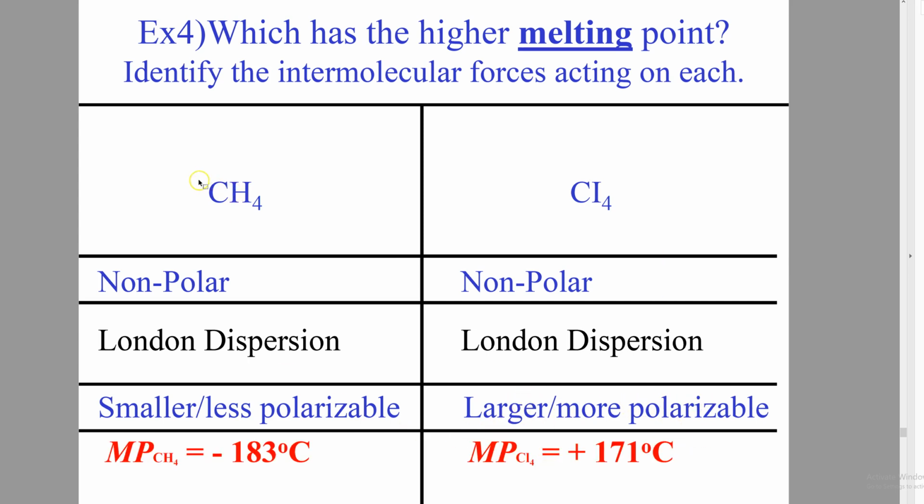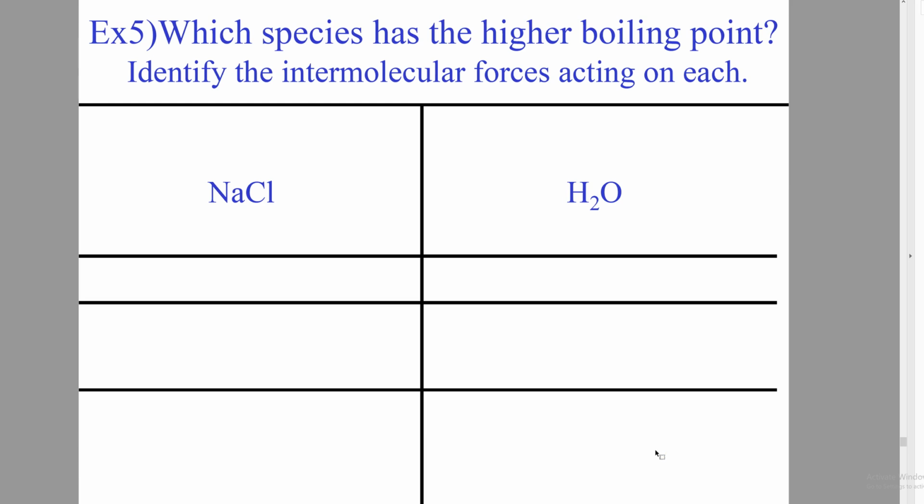And we find out that CH4, which is methane, has negative 183, and CI4 experimentally proves that it's 171. So it's a very interesting idea in terms of that. Okay, let's take a look, see if you can do this one. This one's going to be which one has a higher melting point, and identify the IMF for each one.